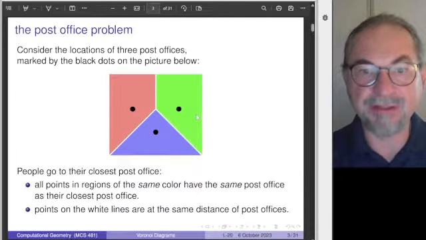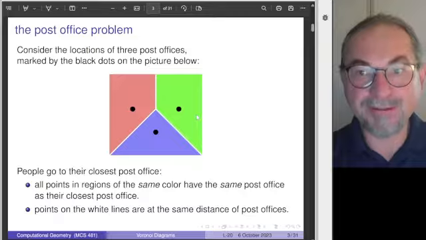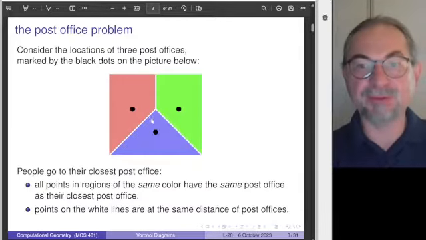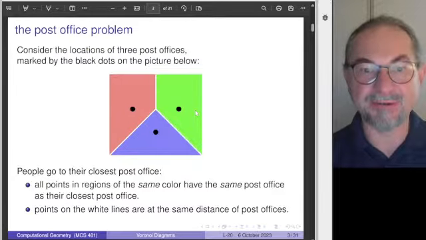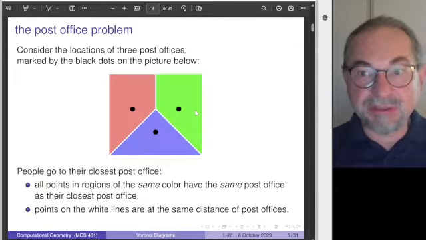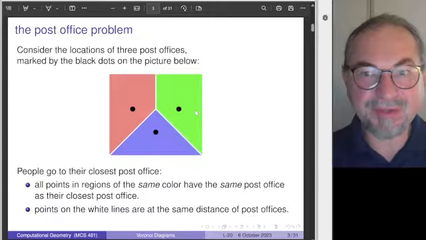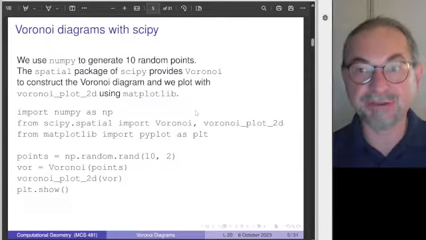So we have the green, the red, and the blue, and then we have the white lines. If you live on a white line, then you have a choice. If you live right in the middle here, where this white line meets, then any of the 3 post offices is just as close as any other. So you have a choice. So what this slide shows is a Voronoi diagram for 3 points. That's it. So we're going to discover this for general point configurations.